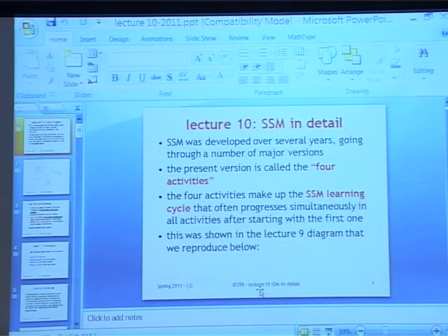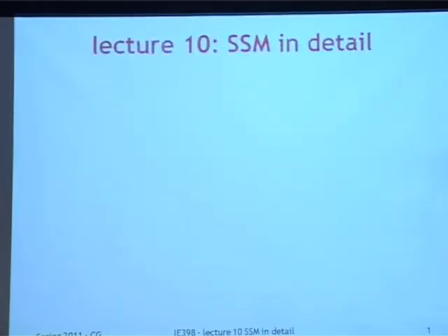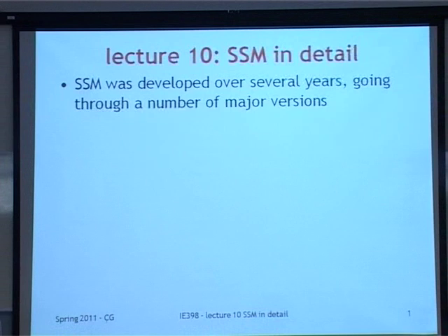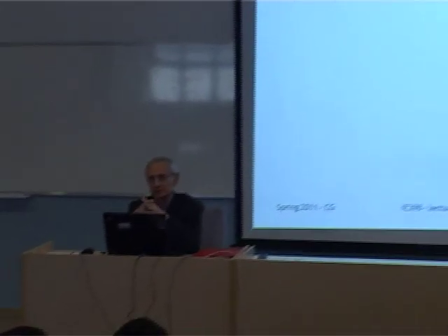So this is SSM in detail. It was, as I said, developed over several years experientially, through experience. It was developed by doing. It's action research. Action research is research which takes place during the action itself. It's online research, not offline. So it went through a number of versions. The present version is called the 4 activities or 4 steps SSM.